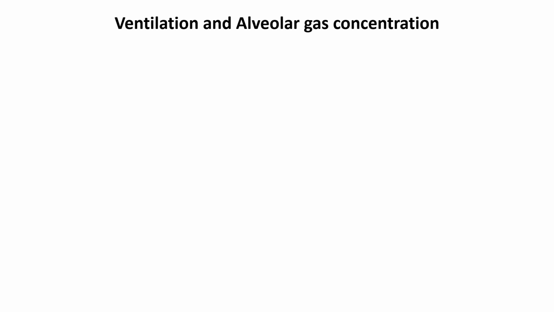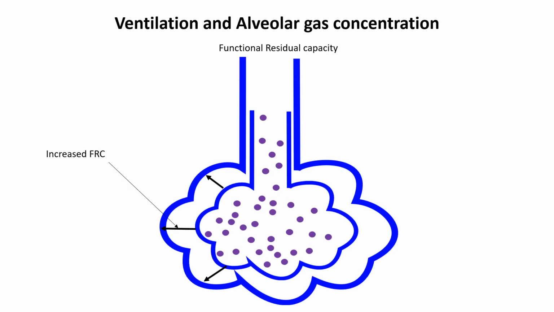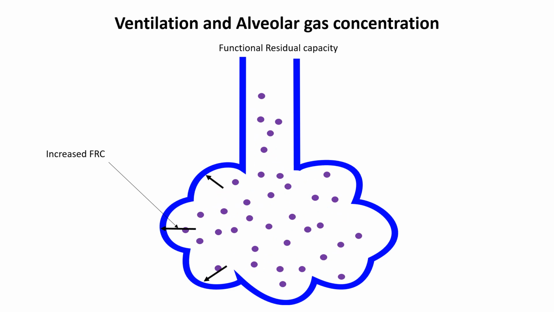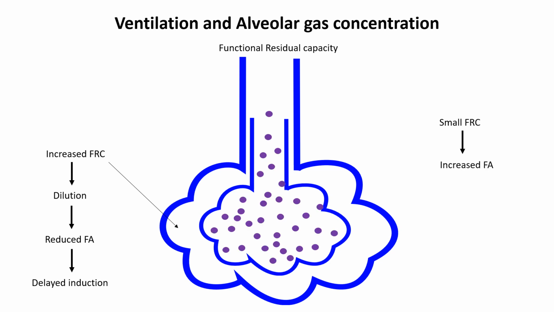We also need to consider functional residual capacity, which is the volume of air remaining in the lungs after normal exhalation. A larger FRC acts as a reservoir, diluting the incoming anesthetic gas, which slows the rise of alveolar concentration, delaying induction. This effect is more pronounced when alveolar ventilation is low relative to FRC, as less fresh anesthetic is delivered to the alveoli per breath. In contrast, a smaller FRC allows the anesthetic gas to achieve higher alveolar concentrations more quickly, speeding up induction.